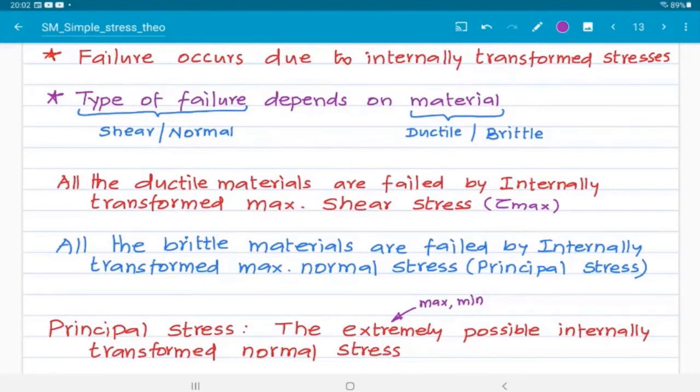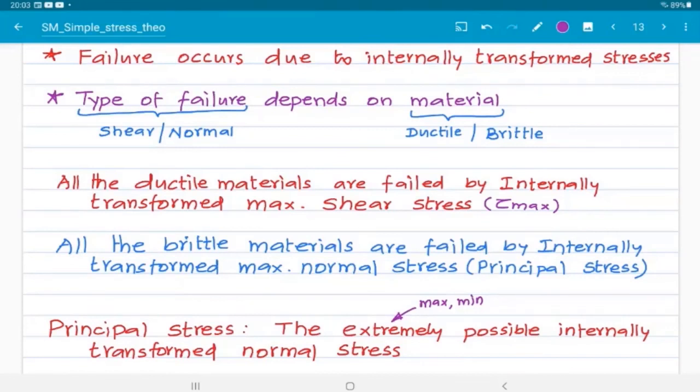Sometimes, without doing the transformation calculation, we can go for theory of failure. That is a special situation. There are 9 types of special situations. Right? So we are going to discuss Mohr's circle for all the 9 standard cases. They will be asked in the examination, in all types of competitive examinations.